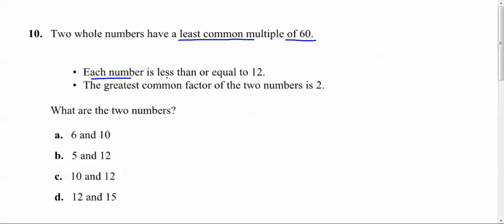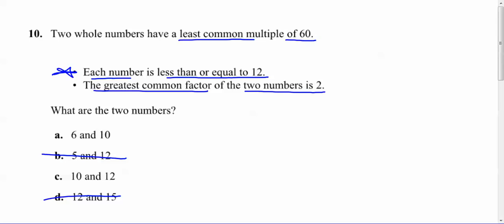Each number is less than or equal to 12, and the GCF of the 2 numbers is 2. Well, just looking at this list, when we look at this bullet right here, each number is less than or equal to 12. Choice D is an obvious wrong answer because 15 is not less than 12. The other thing is, we know that they have to have a greatest common factor of 2, so you're looking for even numbers, right? 2 is the only even prime number, so we know that anything even is going to have a factor of 2. 5 doesn't even have a factor of 2, so that's how we can eliminate B.